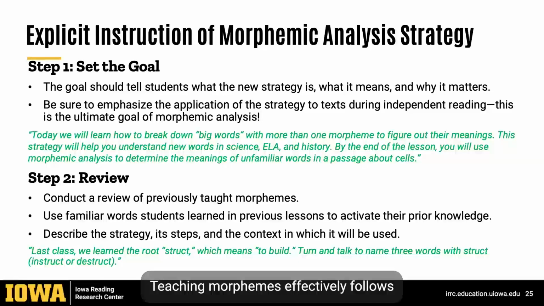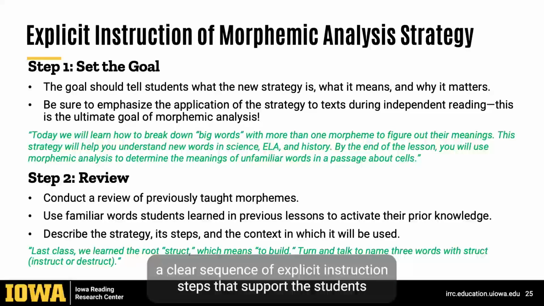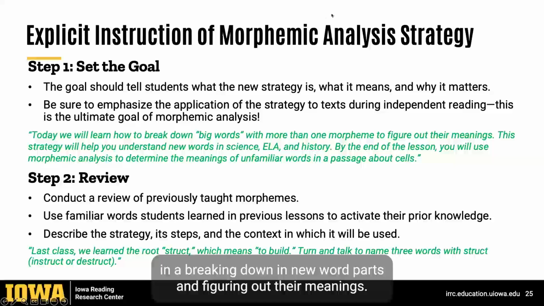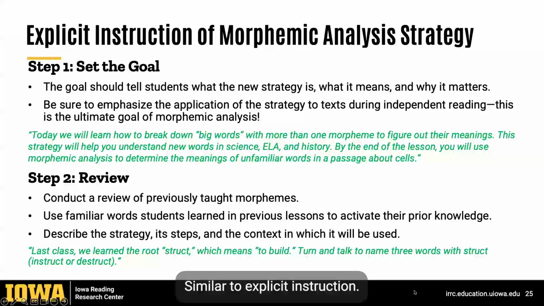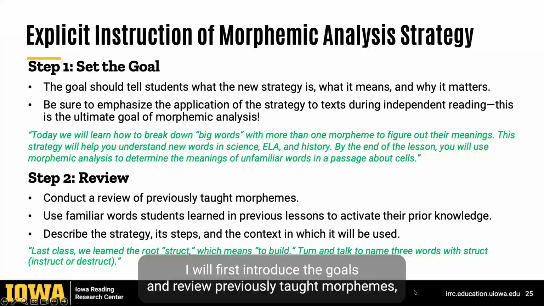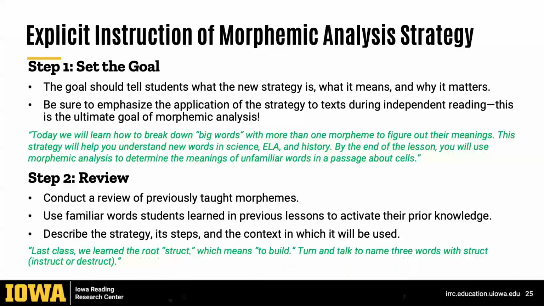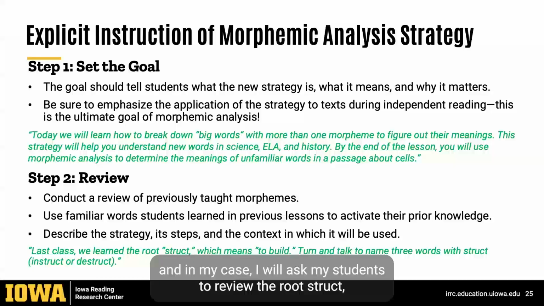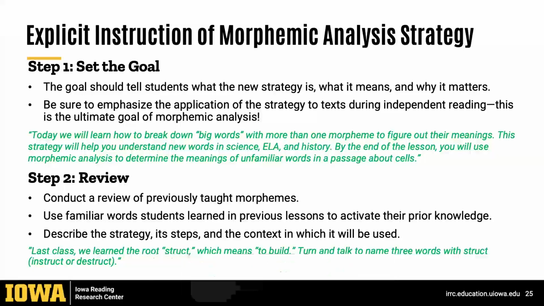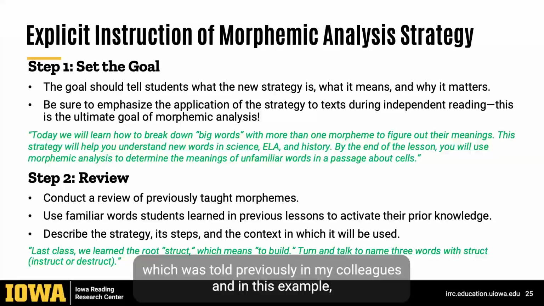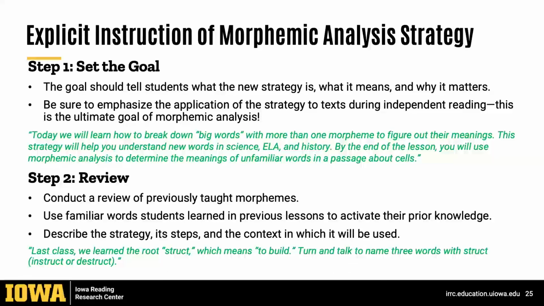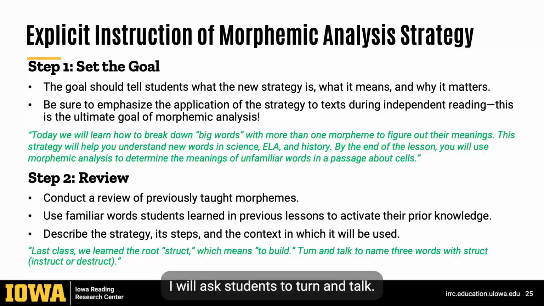Teaching morphemes effectively follows a clear sequence of explicit instruction steps that support the students in breaking down new word parts and figuring out their meanings. Similar to explicit instruction, I will first introduce the goals and review previously taught morphemes. And in my case, I will ask my students to review the root struct, which was taught previously in my colleague Eleni's example. I will ask students to turn and talk.